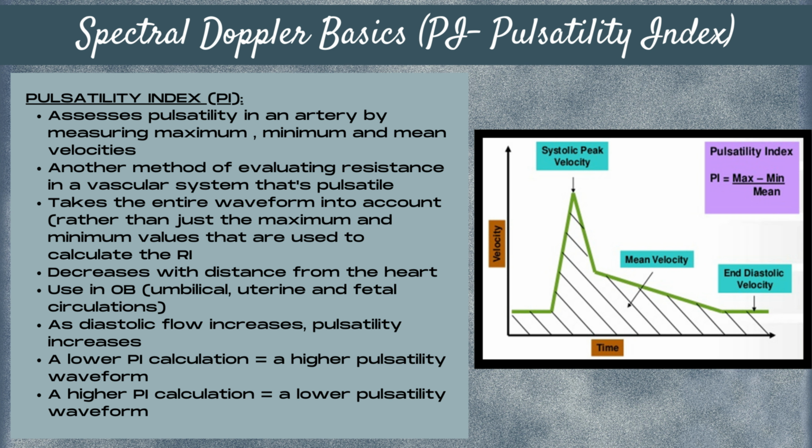We commonly use this in OB to evaluate the umbilical, uterine, and fetal circulations. And as diastolic flow increases, the pulsatility is going to decrease. A lower PI calculation is going to be a higher pulsatility waveform, and a higher PI calculation is going to be a lower pulsatility waveform.